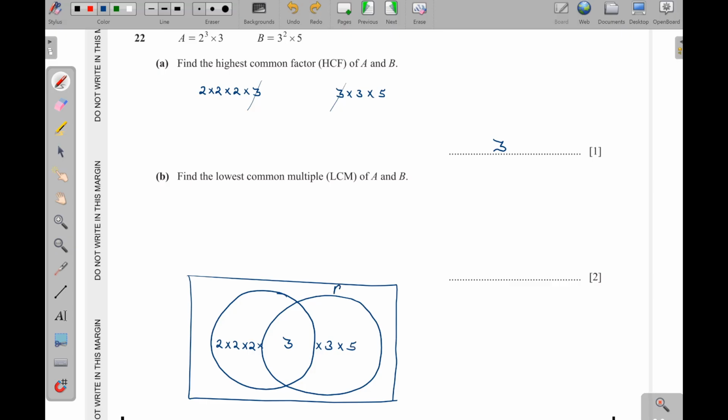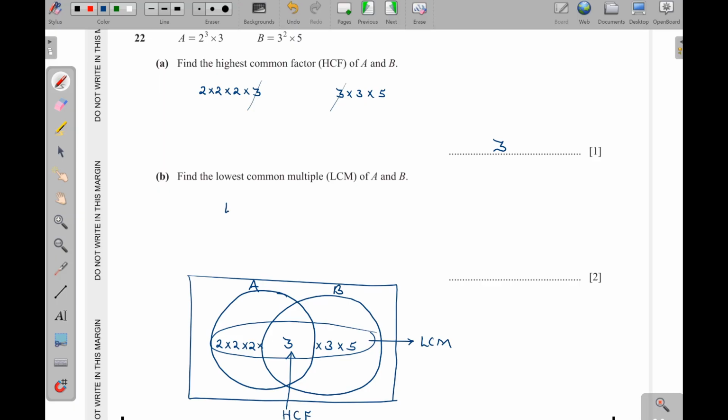This one is giving us B. This one is giving us A. Okay. Now the LCM is when you get all of these. They'll give you the LCM. Then the one that is in the middle here is always the highest common factor.